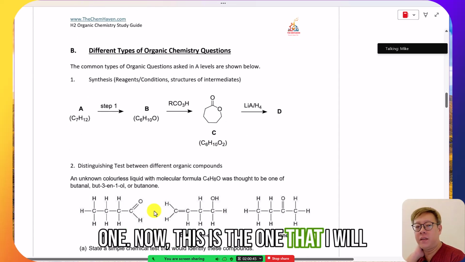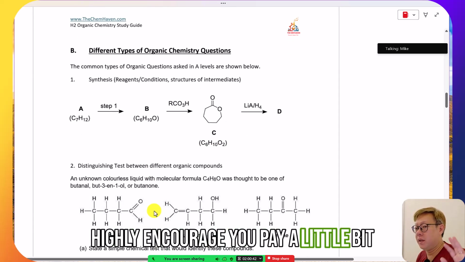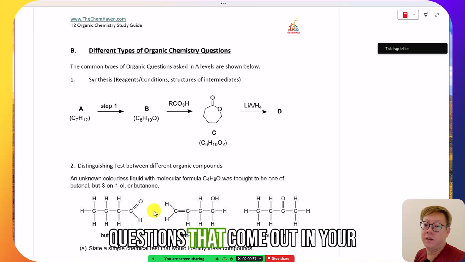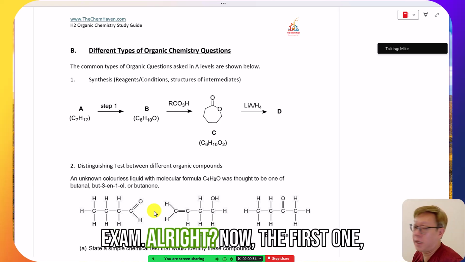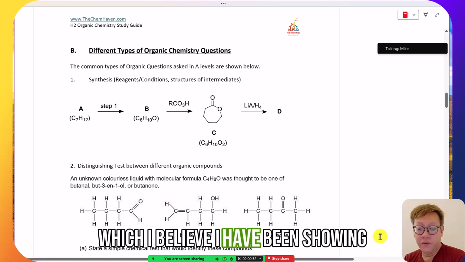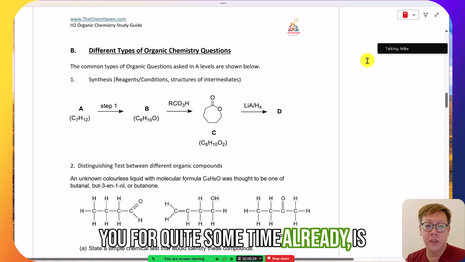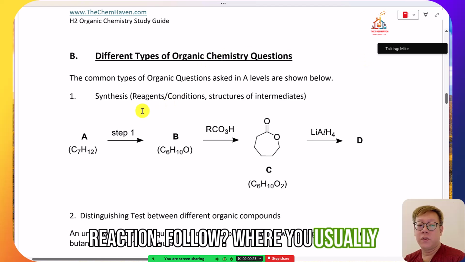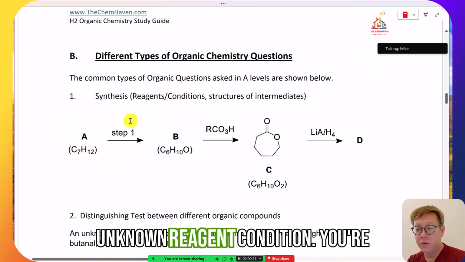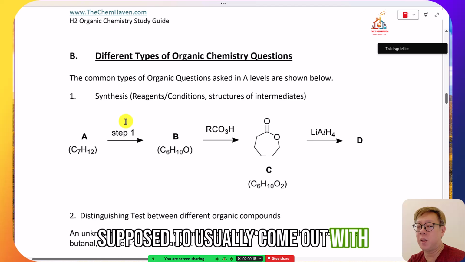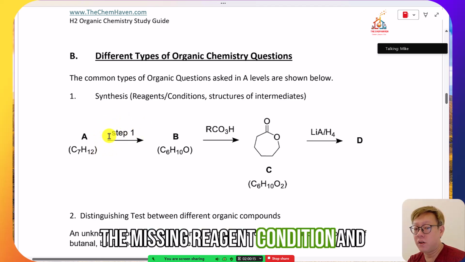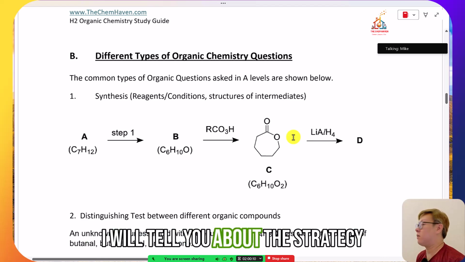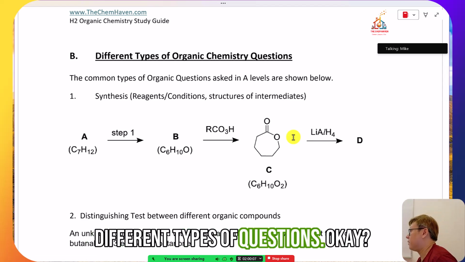This is the one that I highly encourage you to pay a little more attention to, because these are the different types of questions that come out in your exams. The first one, which I believe I have been showing you for quite some time already, is the synthesis type of reaction, where you usually have an unknown structure and unknown reagent conditions. You're supposed to come up with the missing reagent conditions and the missing structure of the intermediate. Clear, everybody? I will tell you about the strategy later. I just show you the different types of question.